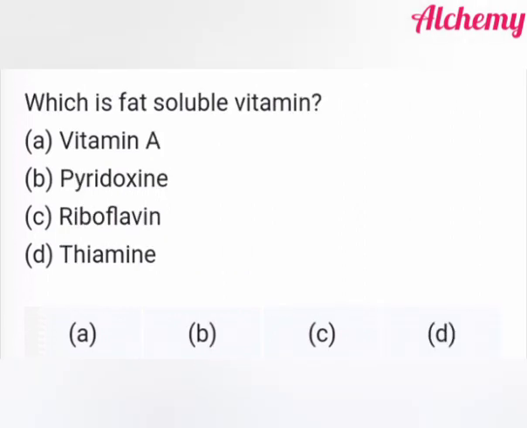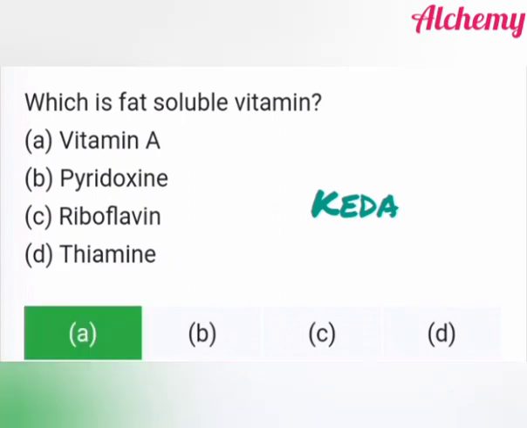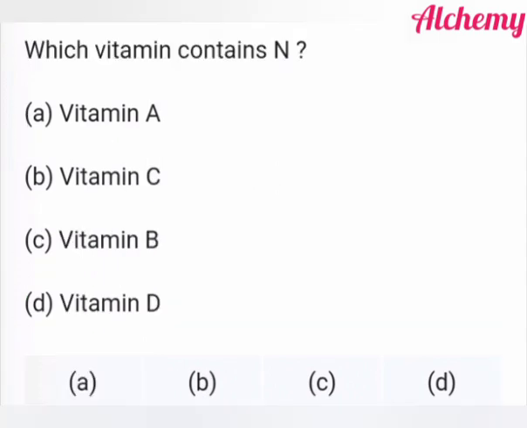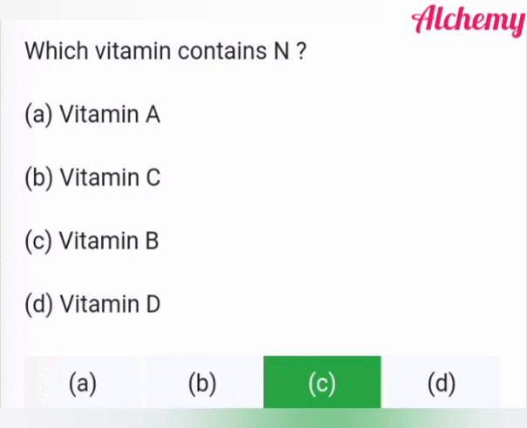Next question, which is a fat-soluble vitamin? We already know that the code for fat-soluble vitamins is KDA. So the correct answer here is option A, vitamin A. Next question, which vitamin contains nitrogen? The correct answer is option C, vitamin B.